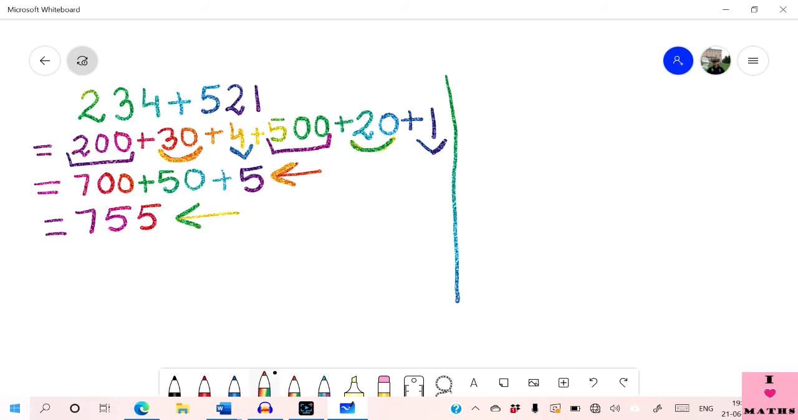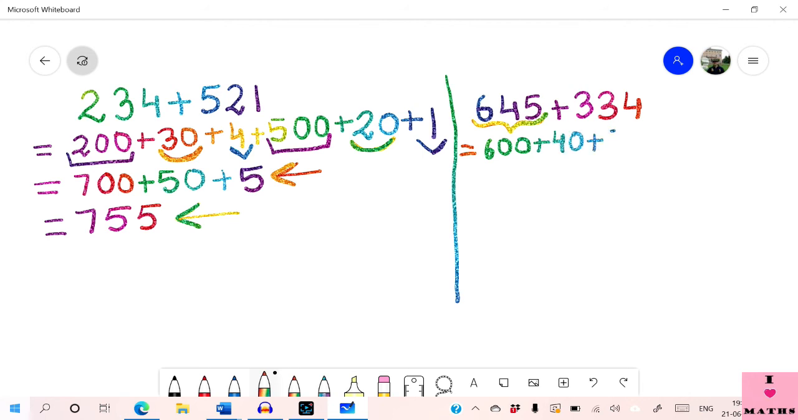Suppose we have to add 645 and 334. We will first write the expanded form of 645. 600 plus 40 plus 5.